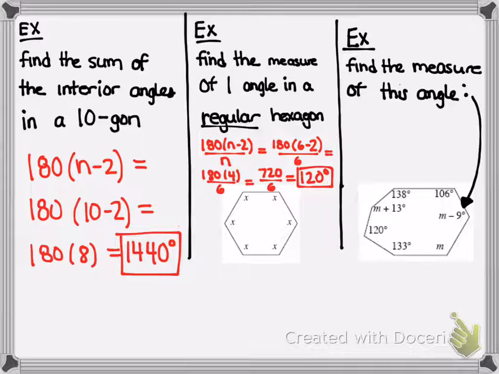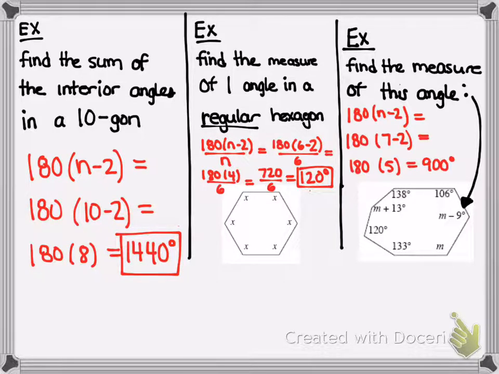So let's think about what we would do if it's not a regular polygon. In my third example, the shape clearly doesn't look like each angle is congruent, and you can tell from some of the ones that are marked that they are not. It is not a regular polygon. However, we can figure out the sum of the angles in this polygon to start.